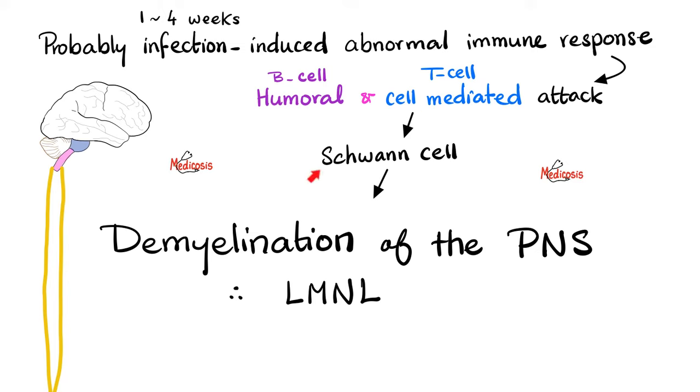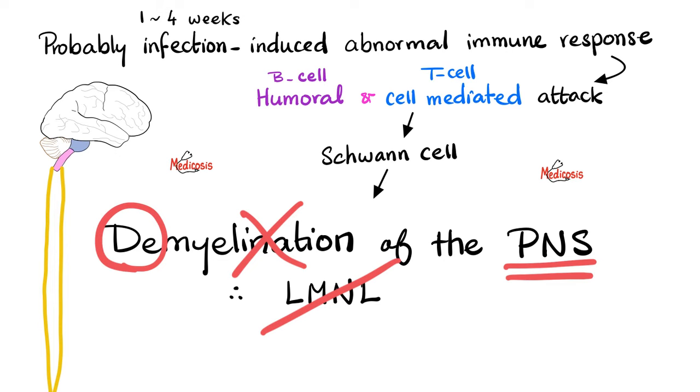What are we attacking? We are attacking Schwann cells, which are responsible for what? They are responsible for myelinating the peripheral nervous system. So now there is demyelination of the peripheral nervous system, causing a lower motor neuron lesion.